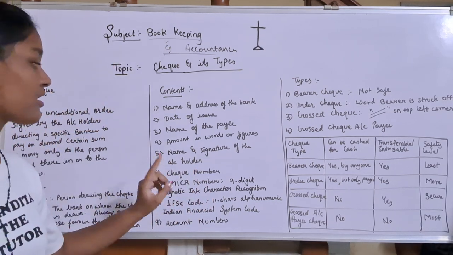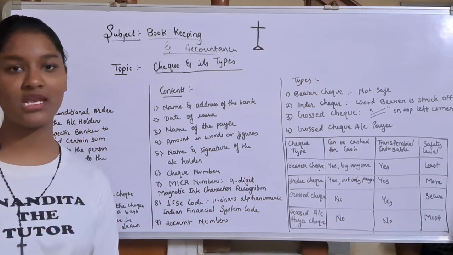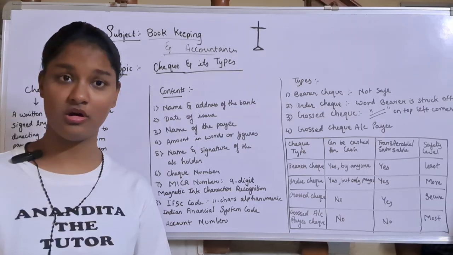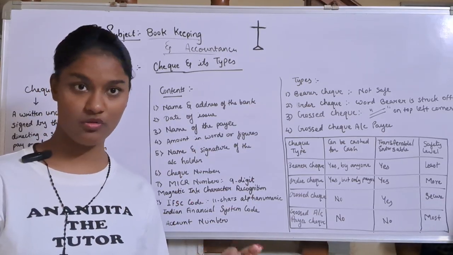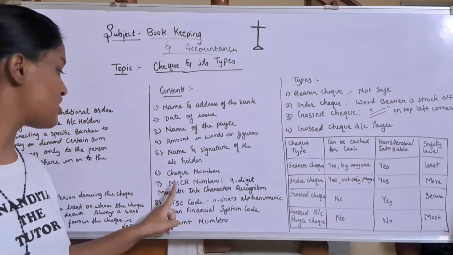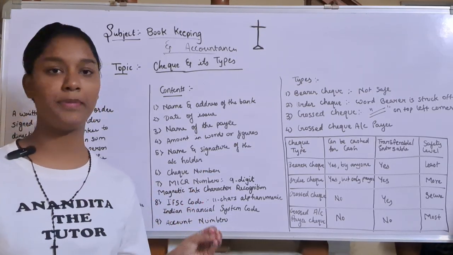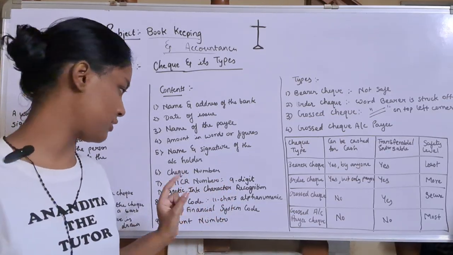And the next content is name and signature of the account holder. I am the account holder, so my name will be there and my signature will be there. Without my signature, the bank will not accept the check. Bank will not do the payment. Then check number. The check number is kept for tracking how much money you are paying to whom and everything. So the check number is also important.